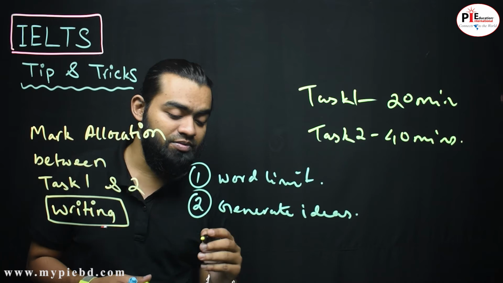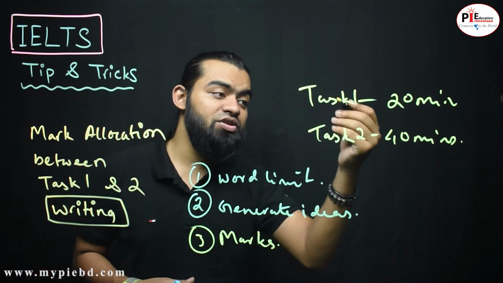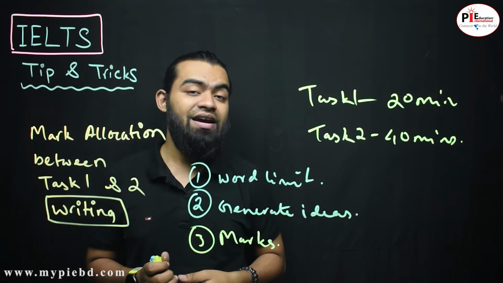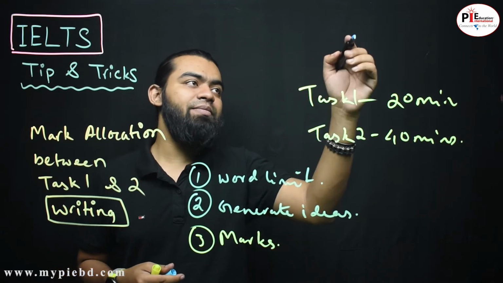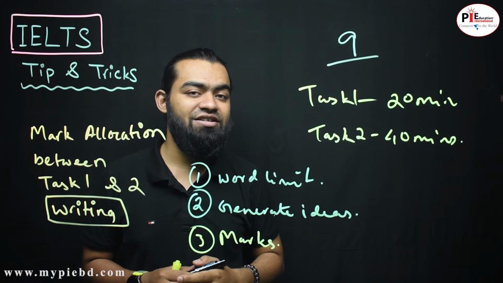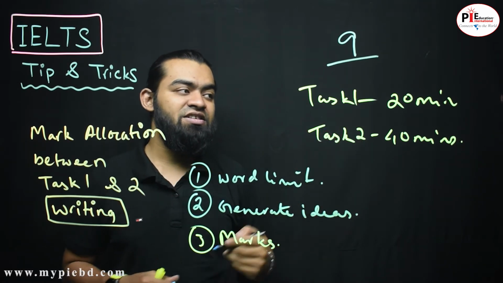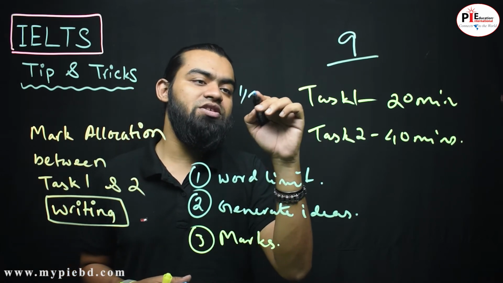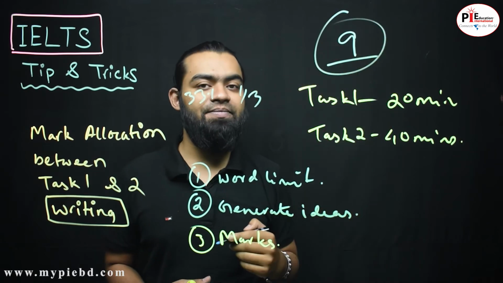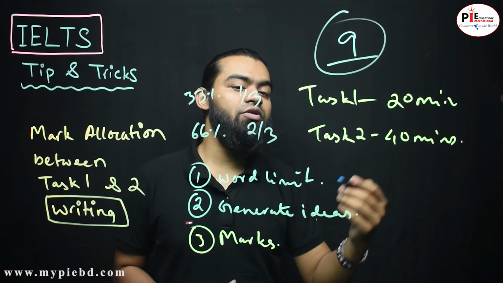And finally, and probably the most important reason, is the marks. They don't contribute equally whenever it comes to assessing the total writing score. As you all probably know, your writing exam is scored out of a band score of 9. So the maximum score that you can get from your writing exam is 9. In fact, task 1 contributes 1/3 or 33% of the total score, which is 9. On the other hand, 66% or 2/3 of the score comes from task 2.